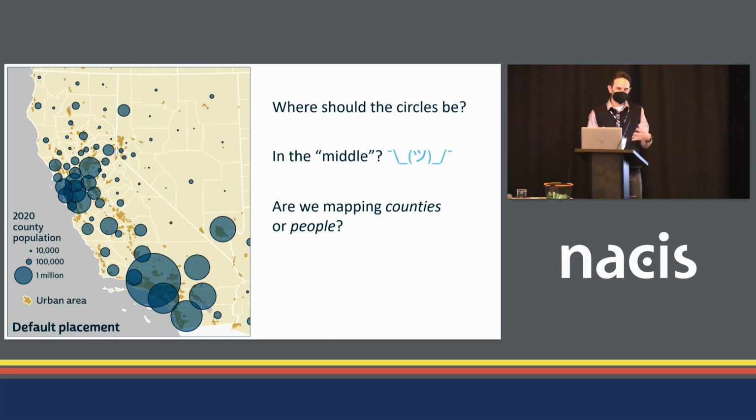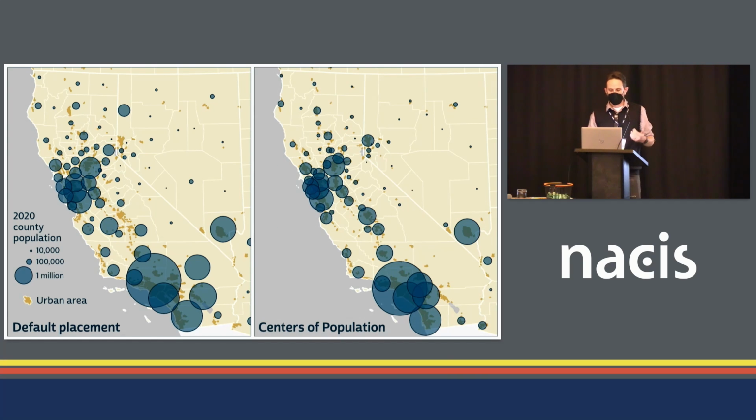So you have to ask yourself, am I trying to map where counties are or where people are? And with a population map, I would generally prefer the latter. And that's what centers of population allow you to do.